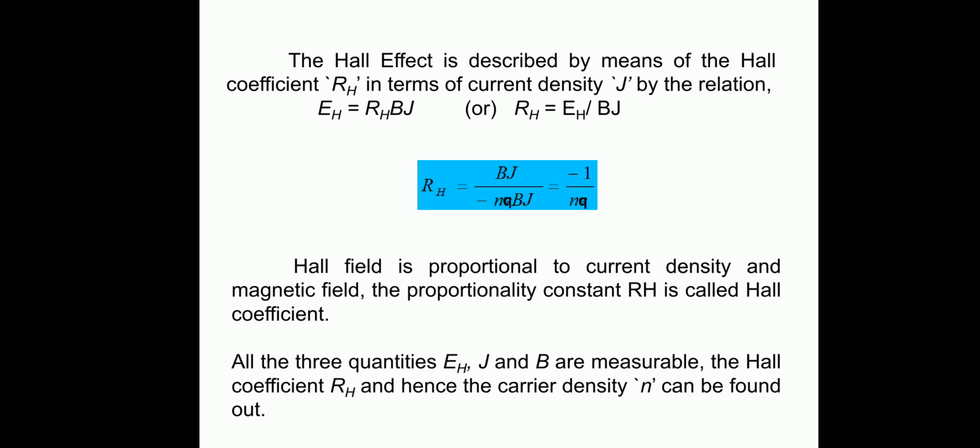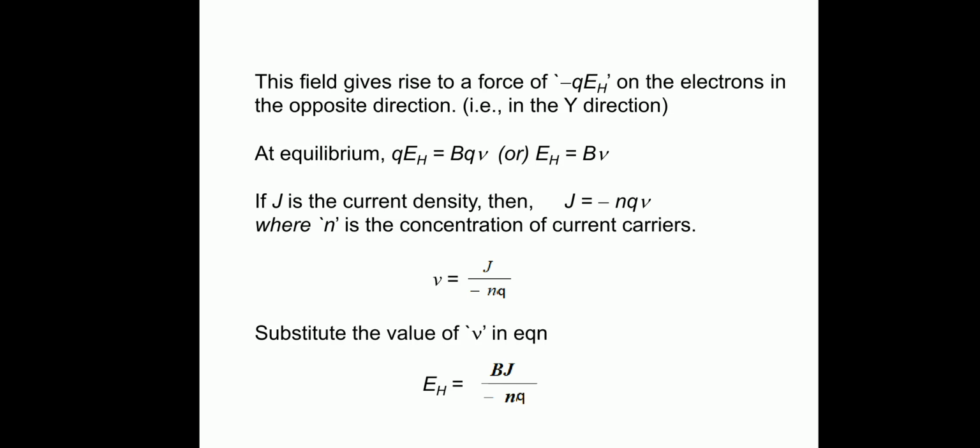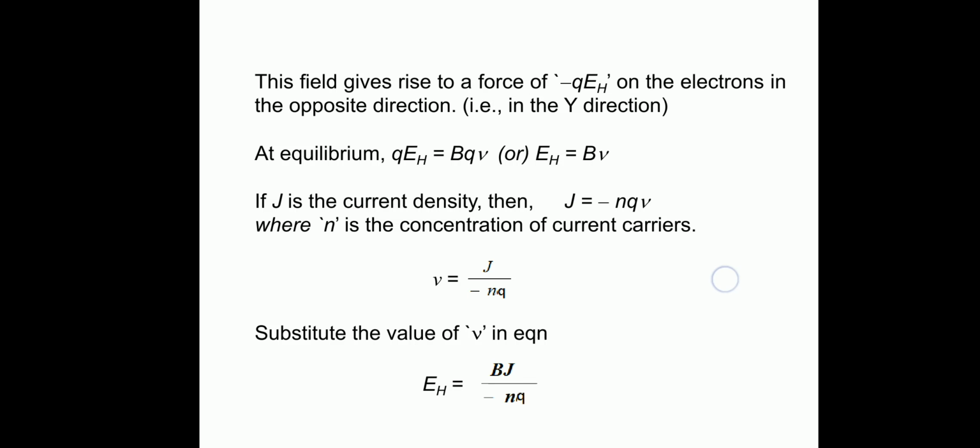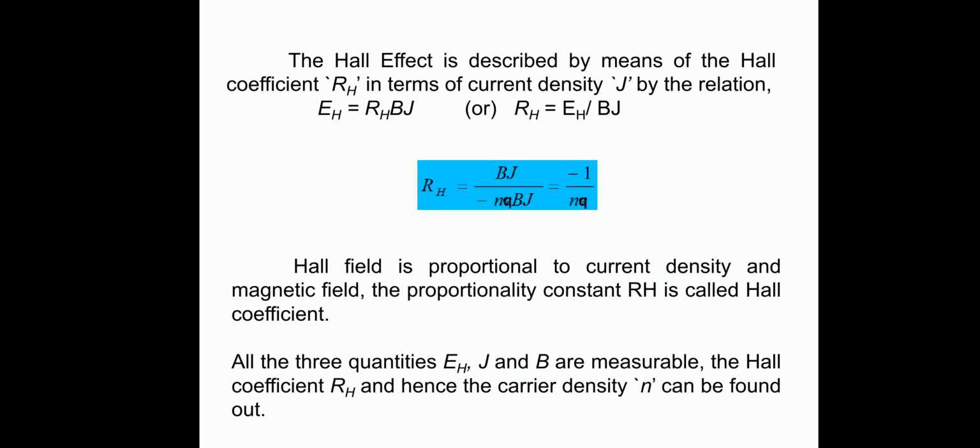The Hall effect is described by means of the Hall coefficient RH in terms of current density J by the relation EH is equal to RH BJ. So the current density and this electric field are related like this. EH is proportional to B into J, and that proportionality constant is RH, which is called the Hall coefficient, or we can say that RH is equal to EH by BJ. We can replace the EH expression as we obtained earlier, that is BJ by minus NQ. So you will get RH as BJ by minus NQ into BJ. So BJ cancels, and the remainder is minus 1 by NQ.